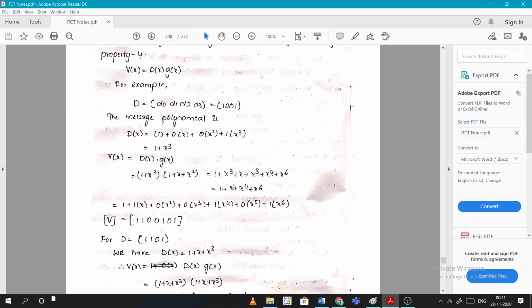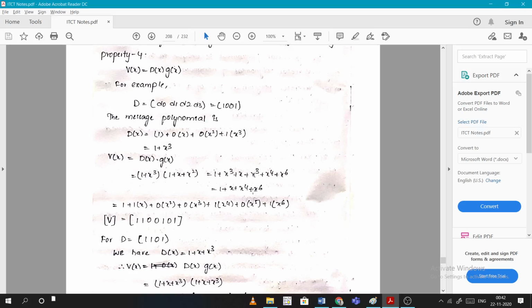This is the code polynomial. When you want to write it in terms of bits, we need to write all the coefficients. So the x power 0 coefficient is 1, plus 1 into x, there is no x square, that means 0 into x square, and 0 into x cube, plus 1 into x power 4, 0 into x power 5, and 0 into x power 6. How many bits should there be? The code word length is n, so there should be 7 bits. For example, here the x power 6 bit is 0, fine.